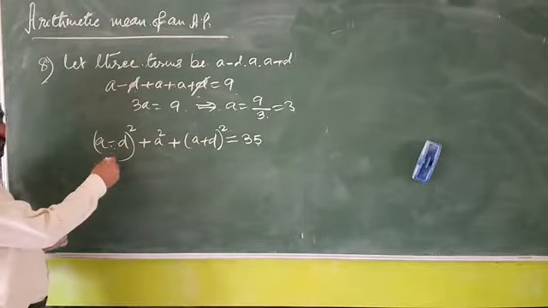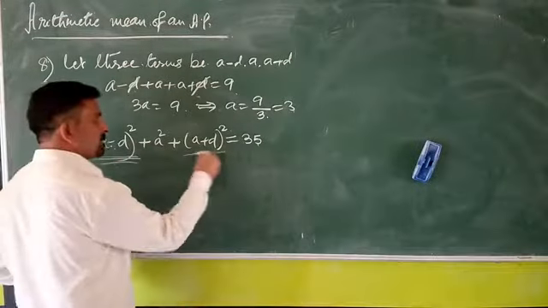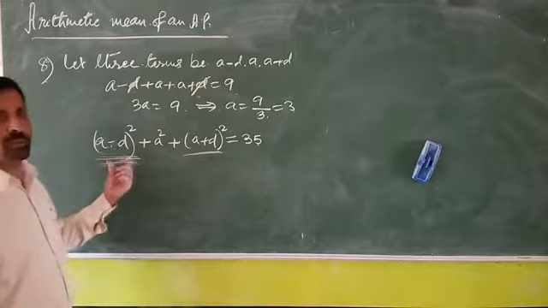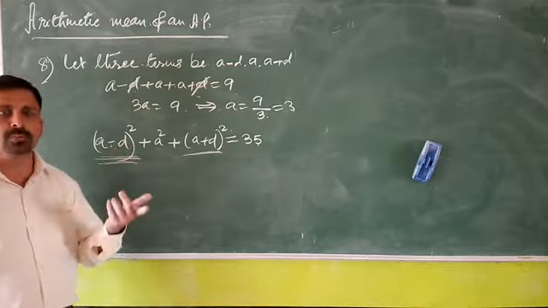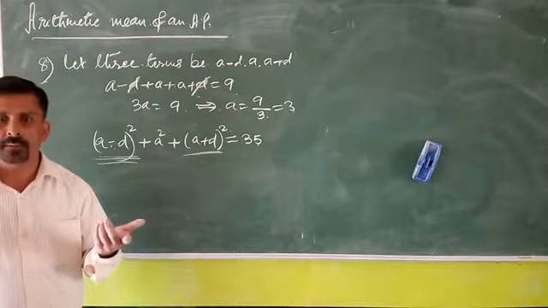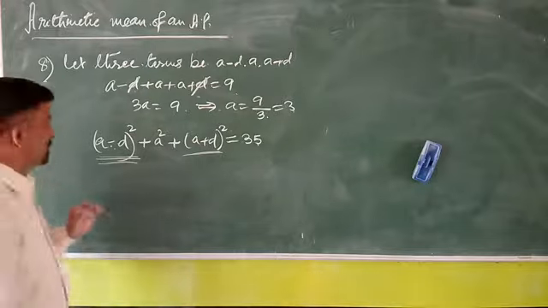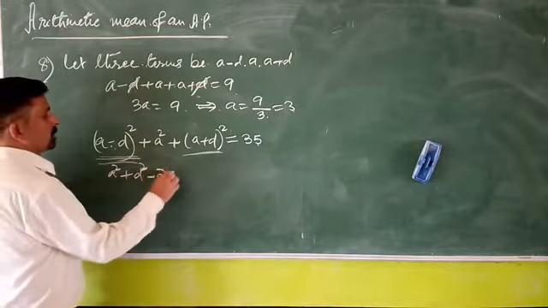I taught you very recently, what is this? You know also the expansion of this? Yes, sir. What is that? (a minus b) whole square? Good. So a square plus b square minus 2ab.